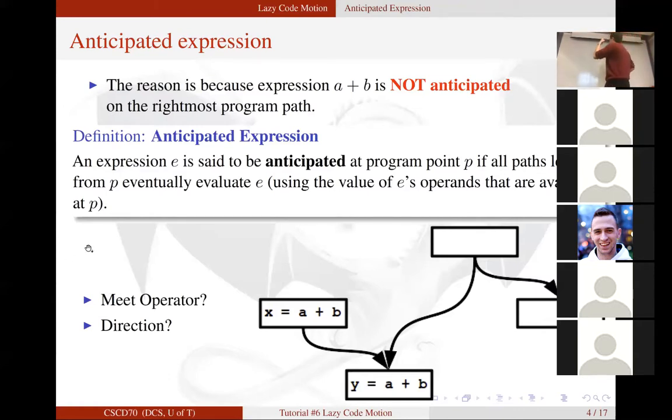Again, the reason for the intersection meet operator is because the problem formulation requires all program paths. And the reason why it is backward analysis is because we are looking from the exit up until the current program point. So therefore, the meet operator in this case is intersection, whereas the direction of analysis is backward. Any questions here before we move on?